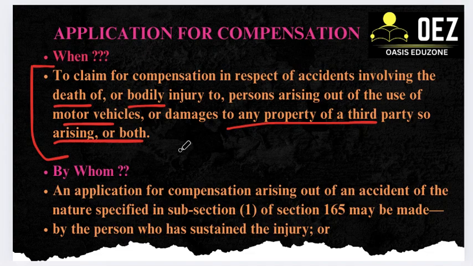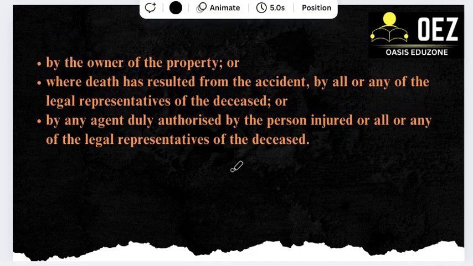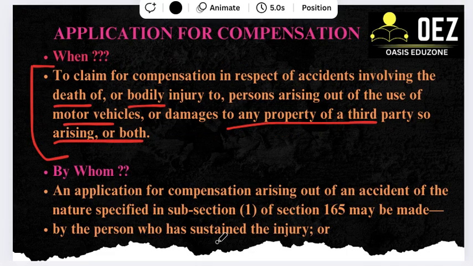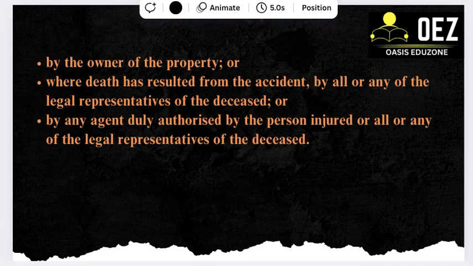Okay, now who can file the application? An application for compensation arising out of an accident of this nature can be filed by the person who has sustained the injury. If a person has met with an accident and sustained that injury, he or she can file that application.